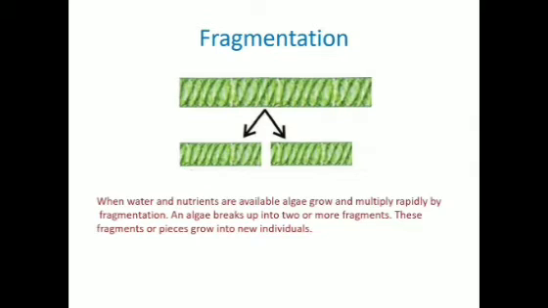Fragmentation. When water and nutrients are available for the algae, it grows and multiplies rapidly by fragmentation. An algae breaks up into two or more fragments. These fragments or pieces grow into new individuals. Like there is a parent algae cell. From that parent algae cell, two new algae divide and grow. These two pieces are called fragments, and this process is known as fragmentation.